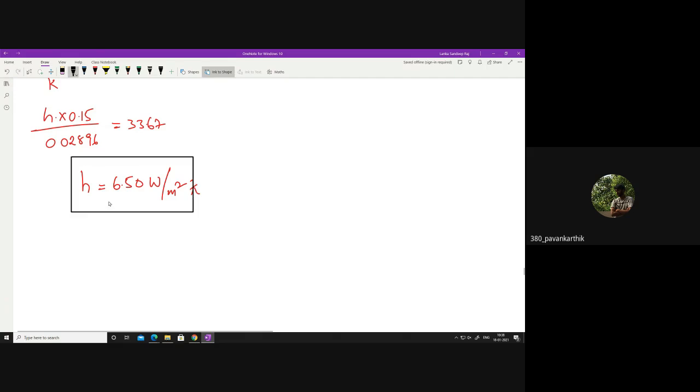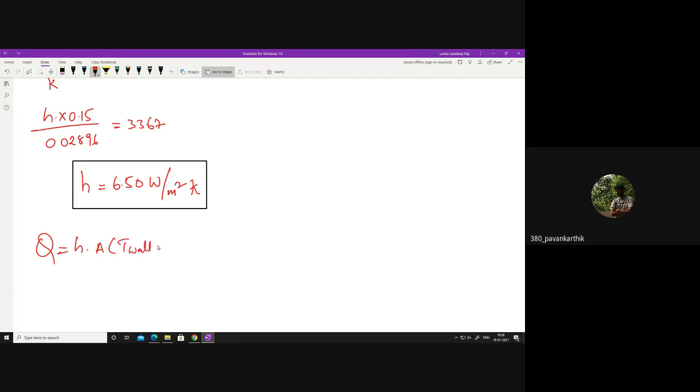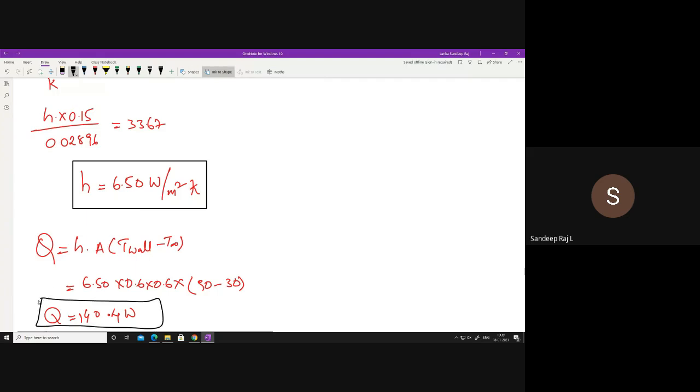Based on this, you have to get the value of Q. So how do you get Q here? Q is equal to h into A into T wall minus T infinity. So that is equal to the h value 6.50 into A is 0.6 into 0.6 into the T wall is 90 and T infinity is 30. 140.4. Yes, sir. 140.4 watts. This is the Q value. So we're done with Q in question B.